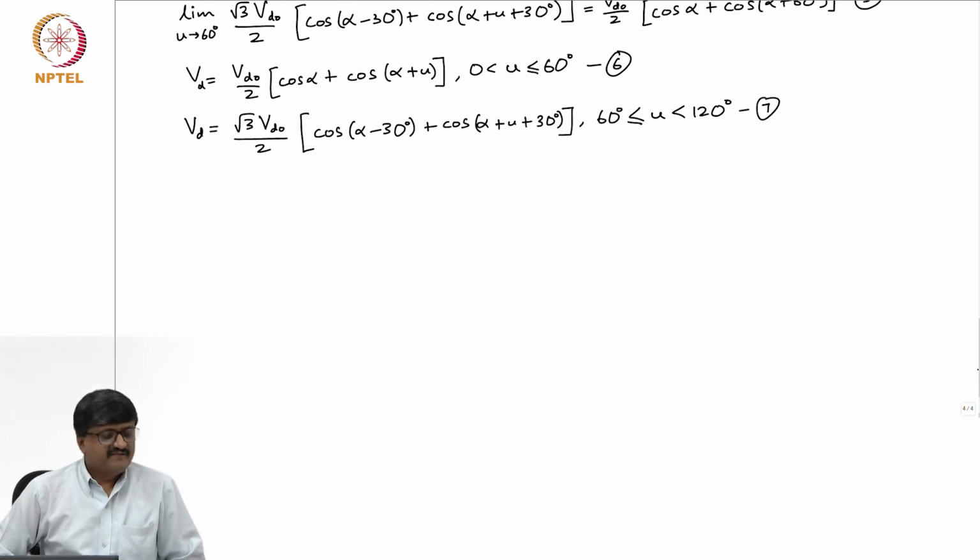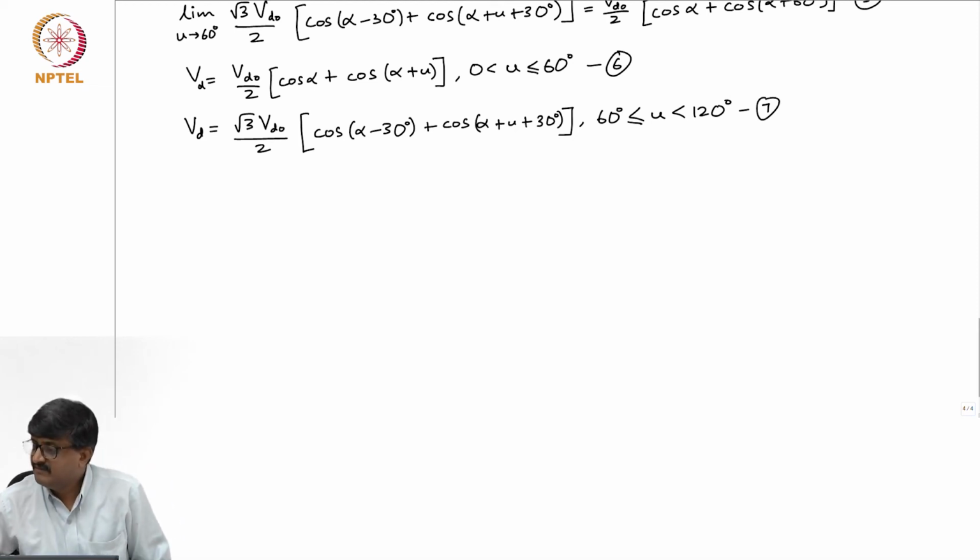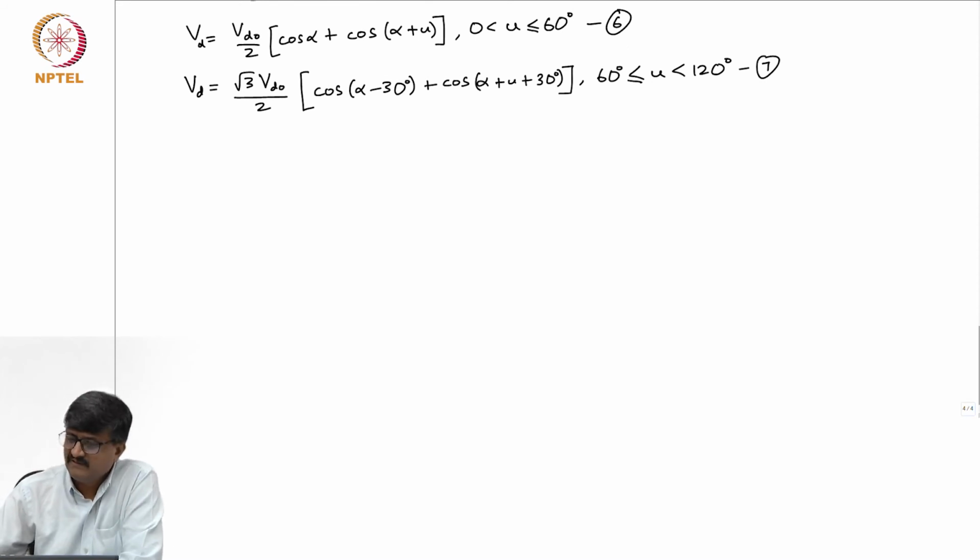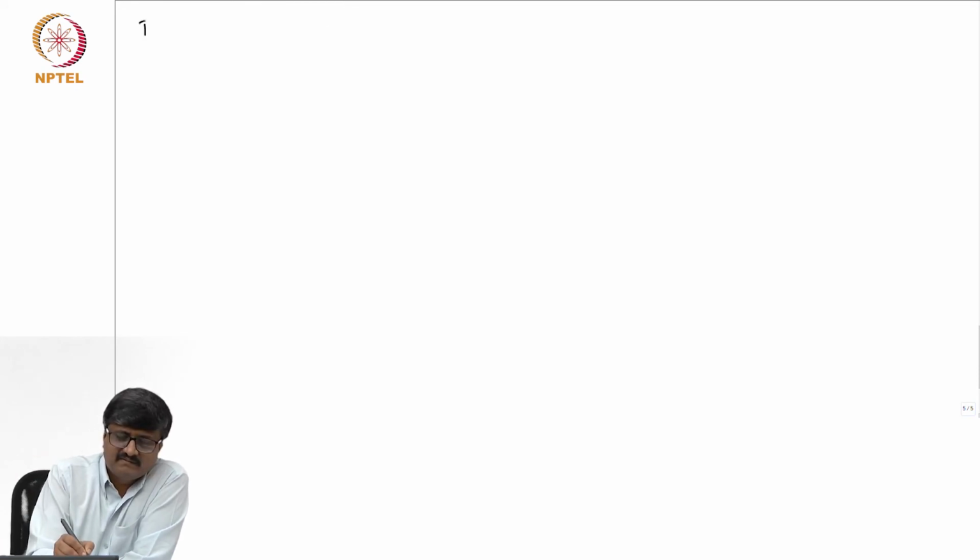Now, as in the case of 2 and 3 valve conduction mode or 3 and 4 valve conduction mode, let us form a table where we show all the intervals, the valves that conduct, the expression for the instantaneous DC side voltage, the voltage across the valve, and also try to find the jumps in the voltage across the valve.